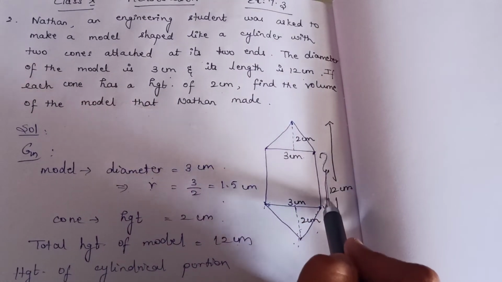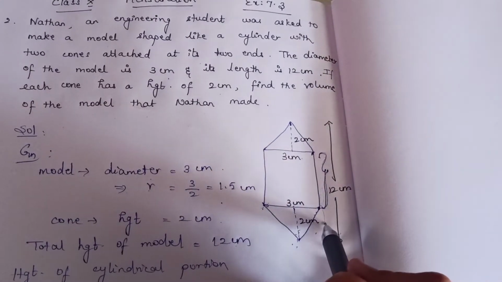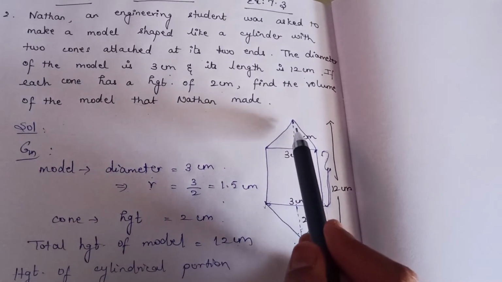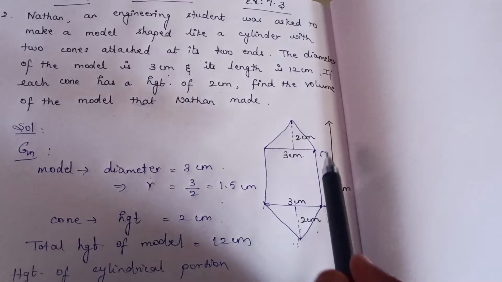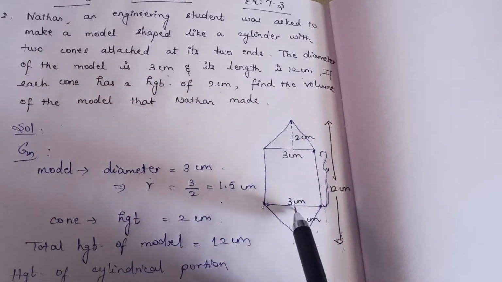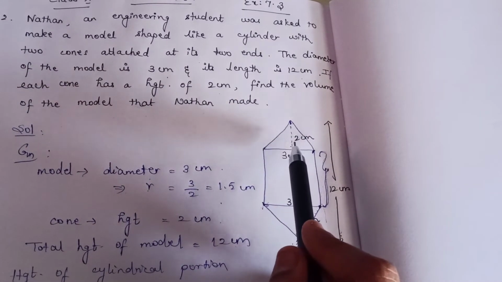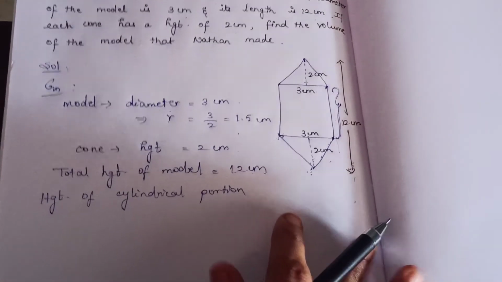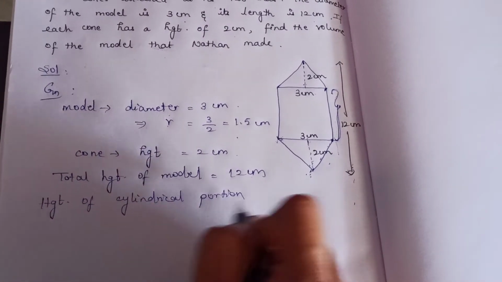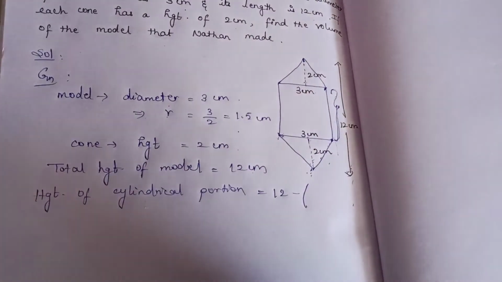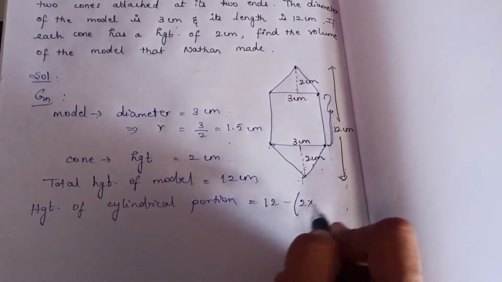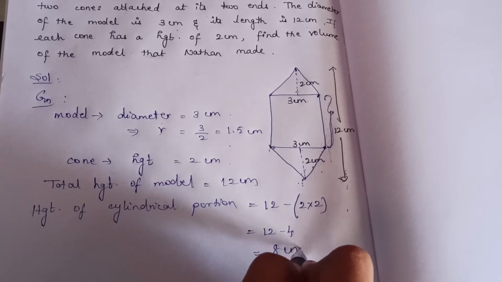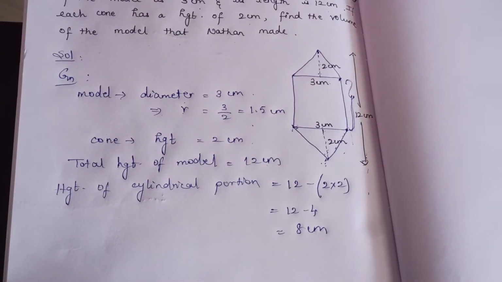Height of the cylinder means it includes this part. If we need this height, then we have to subtract the height of the cones from the total height. The height of the cone in the upper part is 2, the lower part is 2, so totally 4. This should be subtracted from the total height, that is 12. Therefore, height of the cylindrical portion is 12 minus height of two cones, which is 12 minus 4, equal to 8 cm. So this is the height of the cylindrical portion.